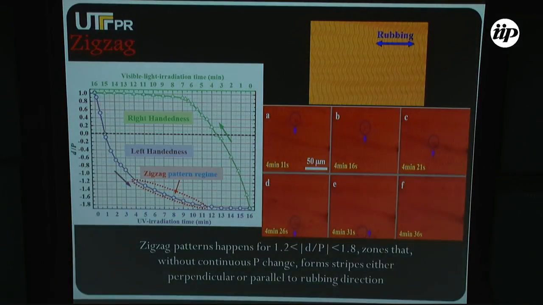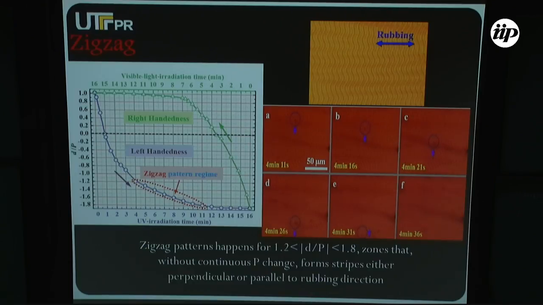So what's going on here? These pictures are better. Here you can see the zigzag pattern. If you look at this blue line, you have D over P, the thickness to pitch ratio. You apply UV light. It goes from 1, eventually goes to nematic, and it keeps increasing in modulus. And in this region here, you get a zigzag pattern.